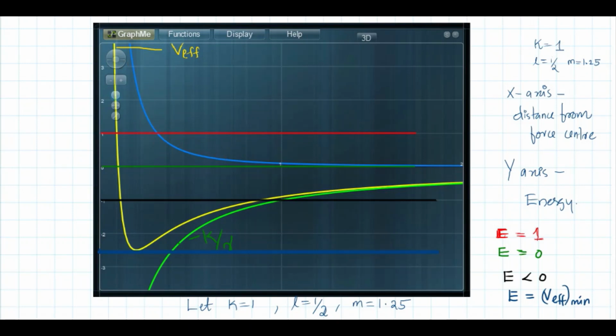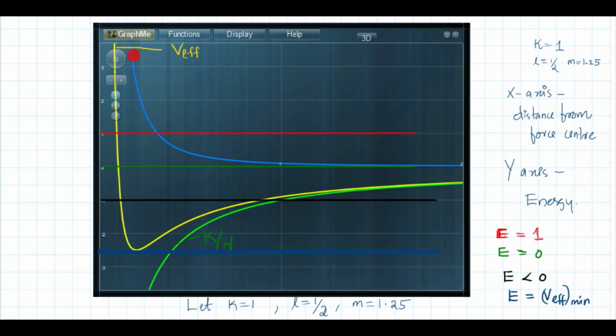Now this yellow curve is actually the sum of these two, that is L square by 2m r square minus k by r. That is V effective. This yellow curve is V effective. So this green one is the actual potential energy, minus k by r. This blue one is L square by 2m r square, and this yellow one is the sum of the two, and that is V effective. Now we will discuss 4 different cases for different total energy.